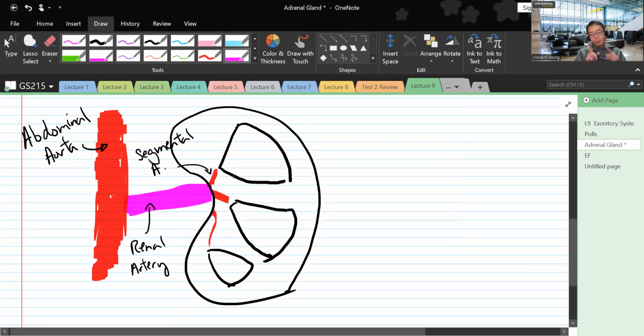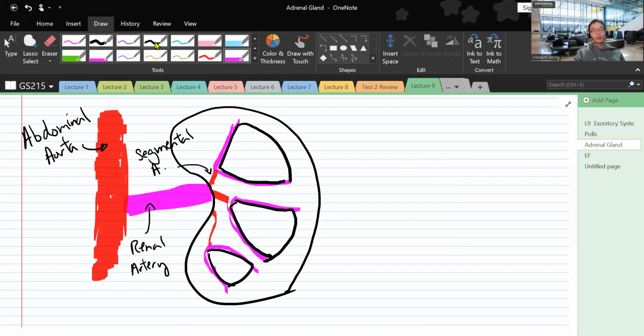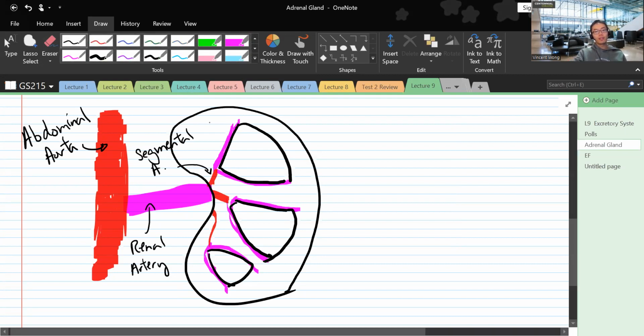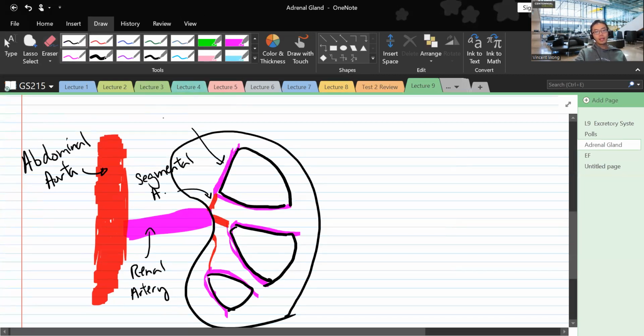The segmental artery would approach the renal papilla, and when it gets there, it's going to split into two smaller vessels that go up the edges, the sides of your renal pyramid. So you would have another one that goes up the side like that. Those vessels also have a name. They are called the interlobar artery. Interlobar.